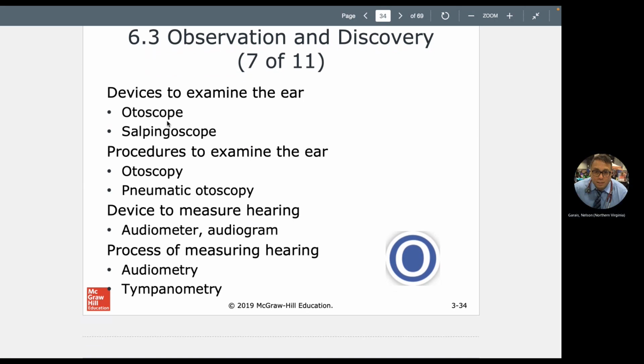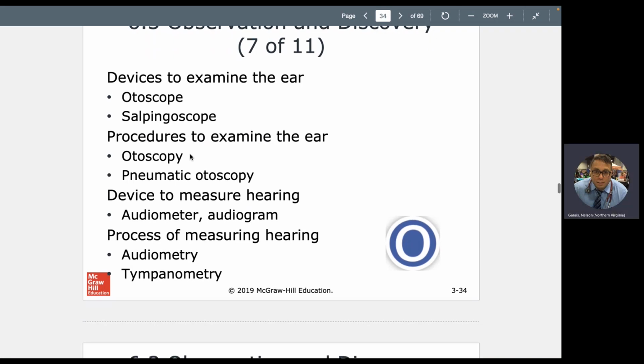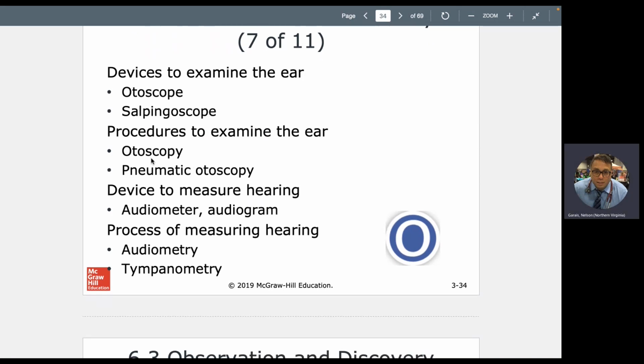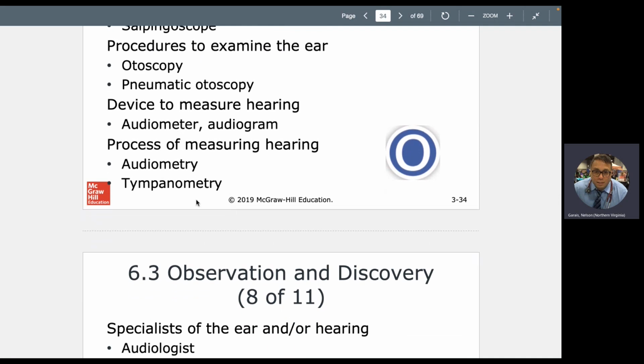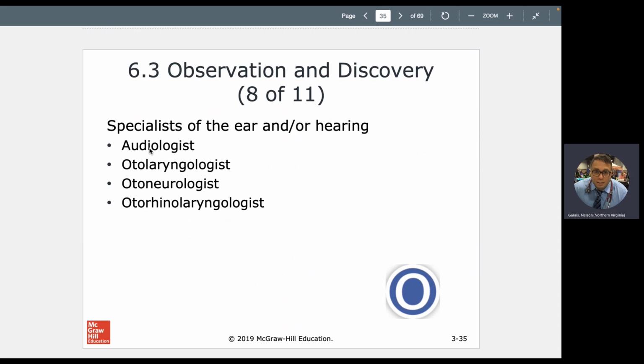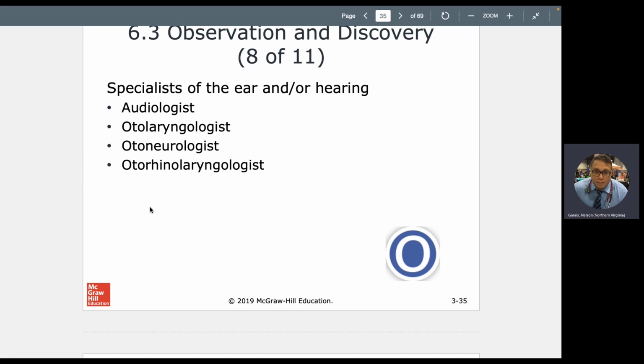Now let's jump to ear. Otoscope, of course, is the actual device that visually inspects your ear. Skip salpingoscope. Again, I don't want to go into anatomy. Otoscopy, of course, the actual procedure. Audiometer versus audiogram, we already went over that. Audiometry, tympanometry. The people in your neighborhood: audiologist, that's the technician that's going to do the audiometry, which is your hearing test. Otolaryngologist, that's ear and larynx. Otorhinolaryngologist, which is ear, nose, and larynx, which is your voice box, but we commonly call it ENT, ear, nose, and throat. And the otoneurologist deals with the nerves of your ears, which is both balance and hearing.